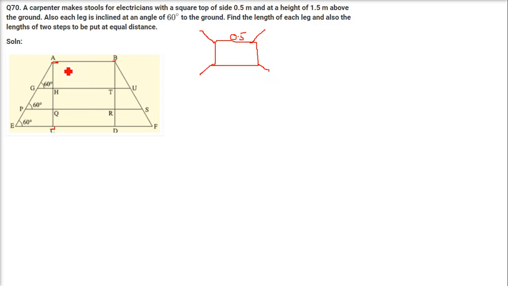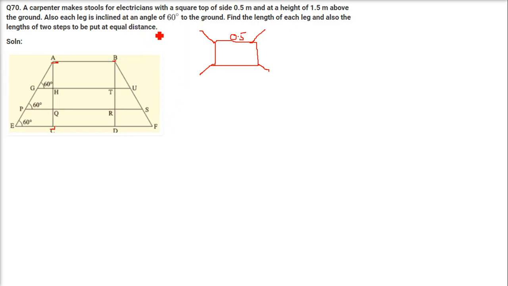Let me make it as top view. These are 4 legs, and these are the 2 legs if you see from the front. Now coming to the next one, that is to find the length of each leg. So we have to find each of the legs, that is this distance we have to find.